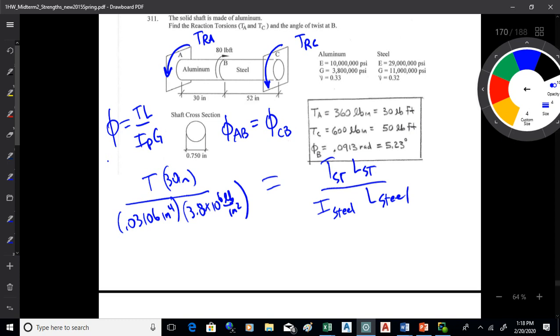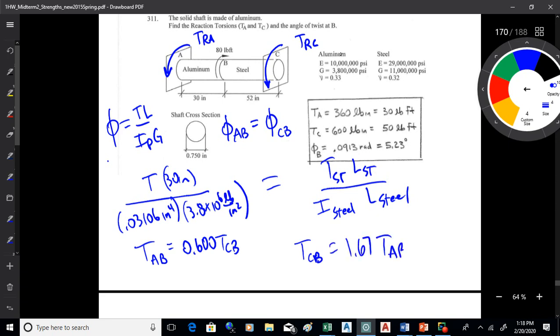And then you can work that down and you can end up with a relationship either between the aluminum and the steel, or the steel and the aluminum, however you want to do it. So the torsion from A to B is equal to 0.6 times the torsion from C to B. You can also invert that. The torsion from C to B is equal to 1.67 times the torsion from A to B. You can work that either way, okay?